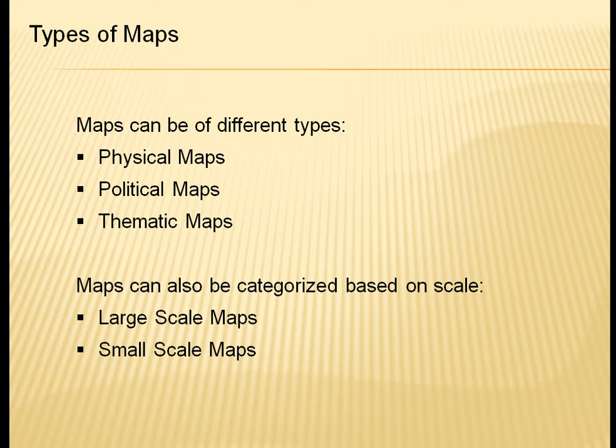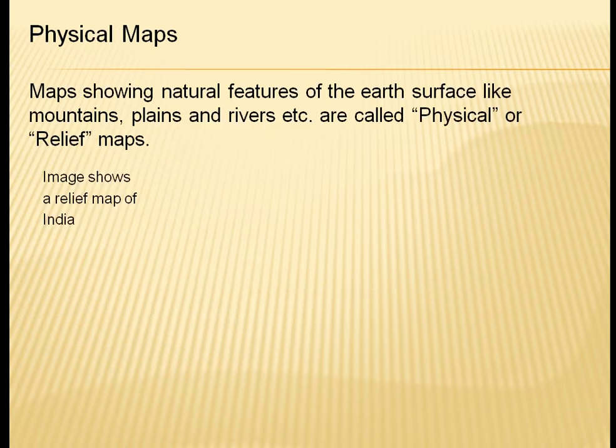So maps can be of different types: physical maps, political maps and thematic maps. Maps have three types, and maps can also be categorized based on scale, large scale and small scale. We are going to see all these five points in detail in the upcoming slides.